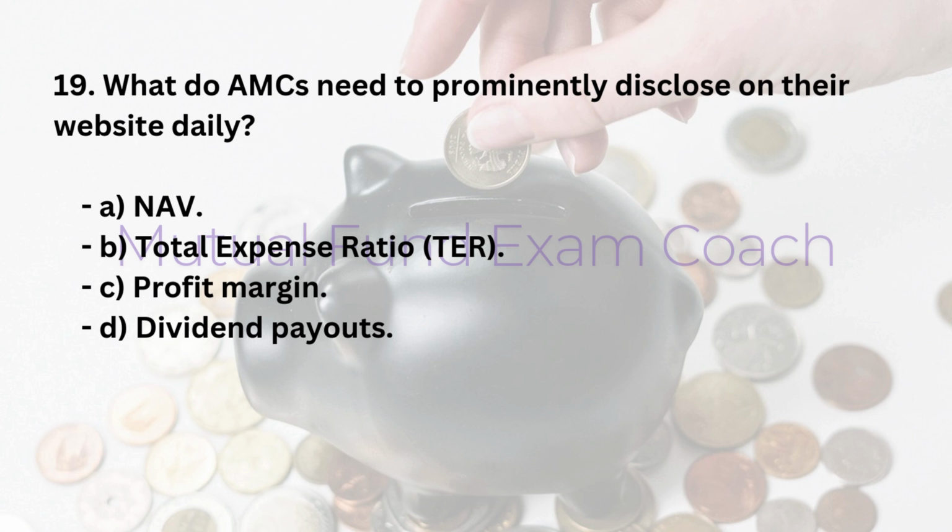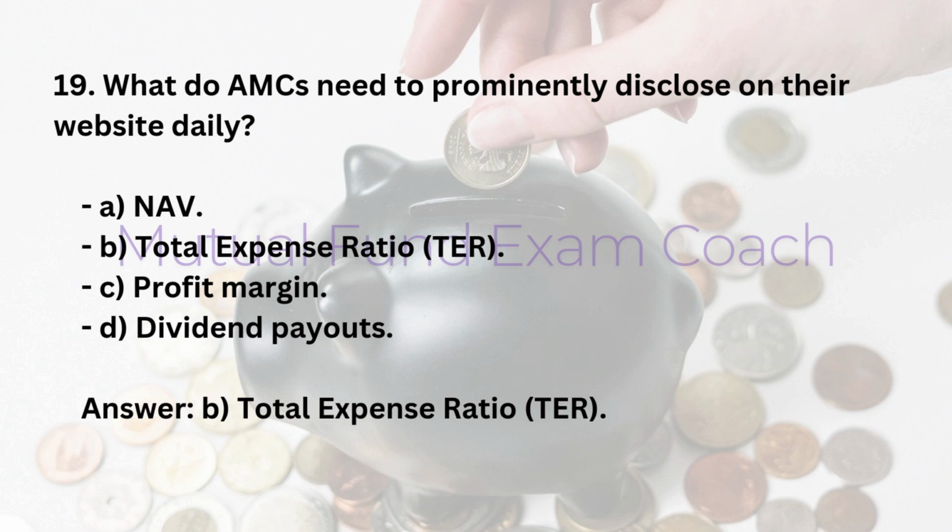19. What do AMCs need to prominently disclose on their website daily? A. NAV. B. Total expense ratio, TER. C. Profit margin. D. Dividend payouts. Answer: B. Total expense ratio, TER.